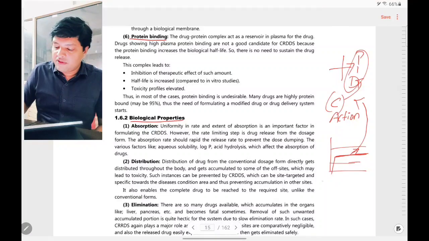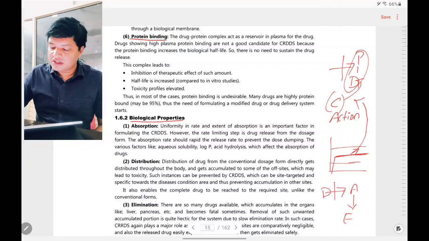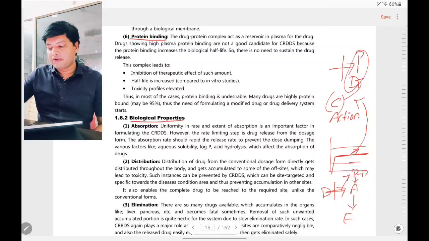How? If the drug is not having protein binding, what happens? The drug will pass through the membrane, it will show action, be metabolized, and get eliminated. If the drug is having protein binding, what happens? First the drug passes through the membrane, first it will go to the protein-bound state, then it has to partition between the bound protein and the unbound drug. The bound drug goes to the unbound, then it has to show action, then it has to come back.